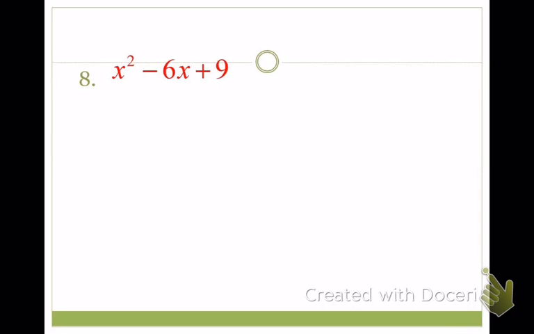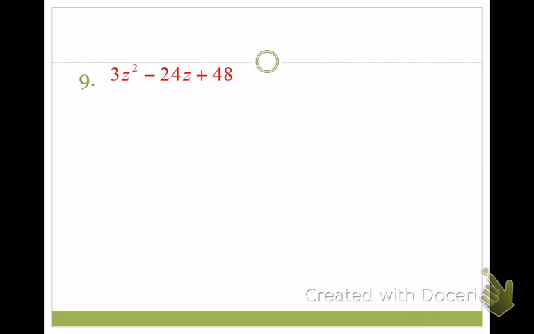Stop the video and see how you do. Okay? Have you gotten this far? If you square root the first term, you get x. You square root the last term, you get 3. Now, if I take x times 3, I get 3x. Times 2 is 6x. So I am getting that middle term, so I'm going to square this binomial, bring down this minus sign inside of here, and we're done. Okay? Awesome.